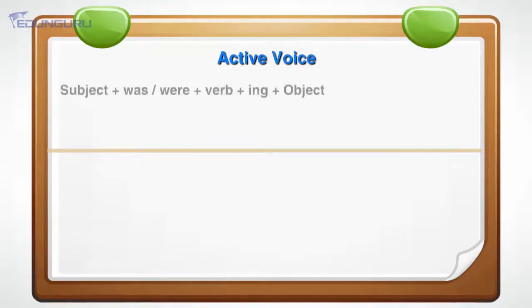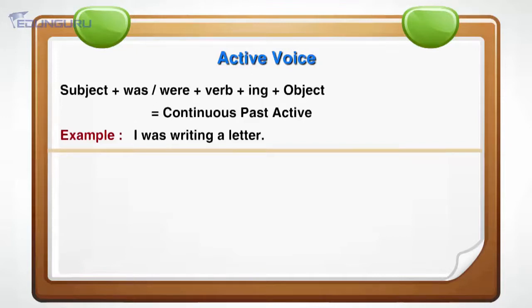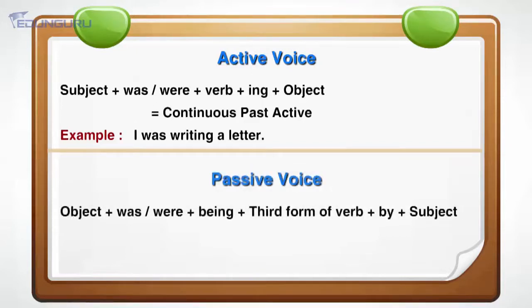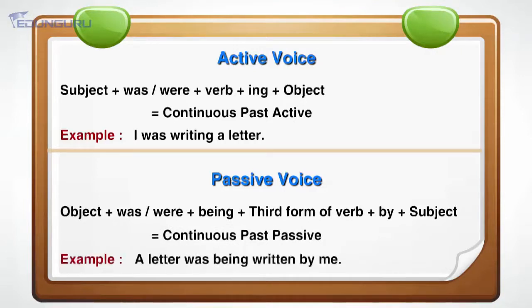Another one, subject plus was/were plus verb followed by an ing plus the object gives us the continuous past active. I was writing a letter. Object plus was/were plus being plus third form of the verb plus by plus the subject gives us a continuous past passive. A letter was being written by me.